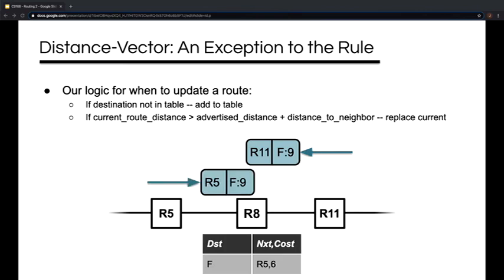All right. How about this route from R5 with the same cost? Cost 9. You're going to replace the one that's in there? Thumbs up, replace it. Thumbs down, don't replace it. I see a little bit of a mix. Anybody want to argue one way or the other?